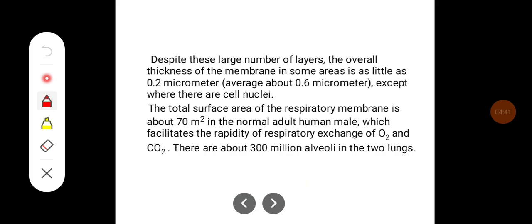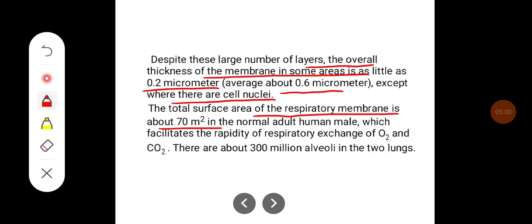Despite this large number of layers, the overall thickness of the membrane in some areas is as little as 0.2 micrometer, and the average is around 0.6 micrometer, except where there are cell nuclei. The total surface area of the respiratory membrane is about 70 meters square in the normal adult human male, which facilitates the rapidity of respiratory exchange of oxygen and carbon dioxide. There are about 300 million alveoli in the two lungs.